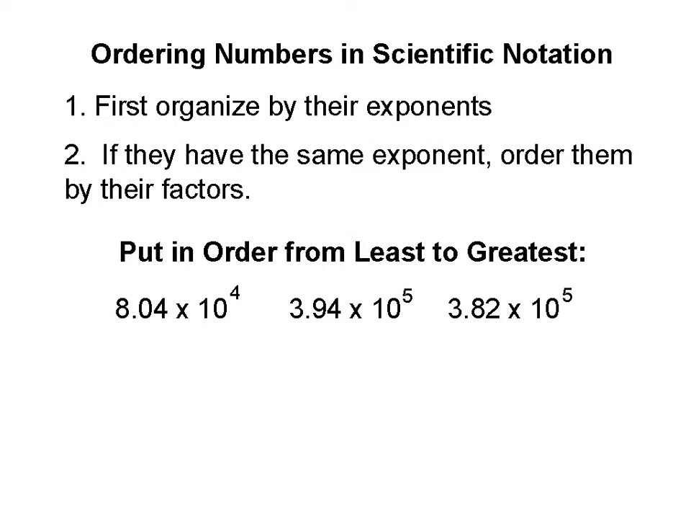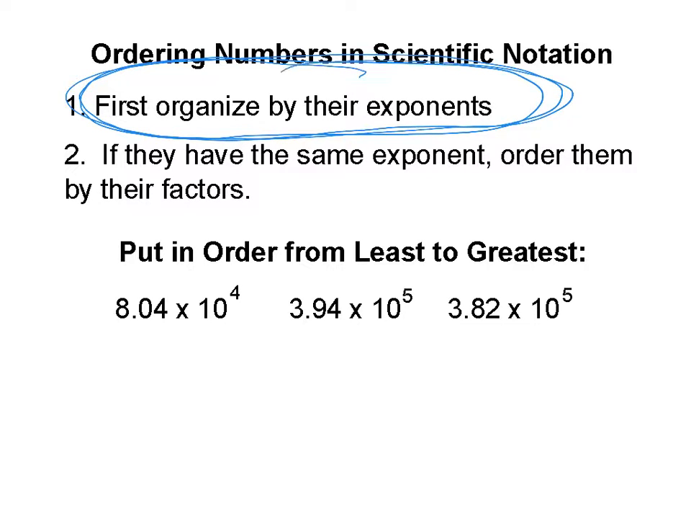You can put numbers in order that are written in scientific notation by following these simple steps. First, look at their exponents. Okay, if they have the same number of decimal places, which they should if they're in scientific notation, then the bigger the exponent, the bigger the number, right? So if you're taking something times 10 to the fifth, that's going to be way bigger than something times 10 to the second, right? And then if they have the same exponent, if they're both 10 to the fifth, then you have to look at their factors.